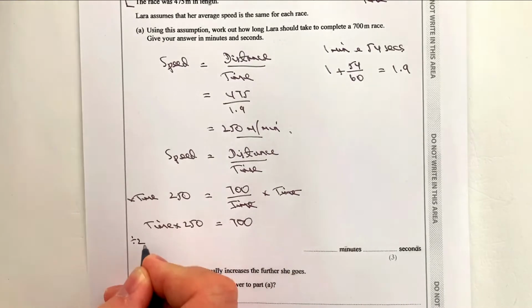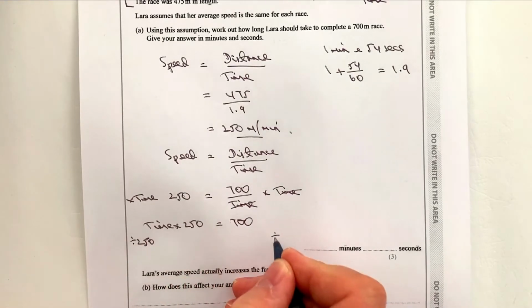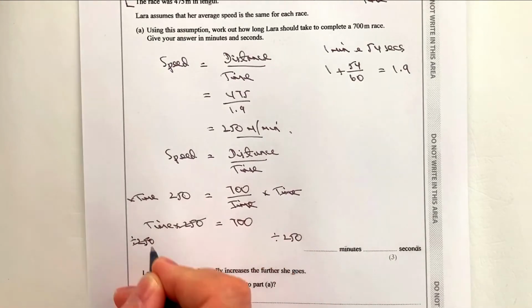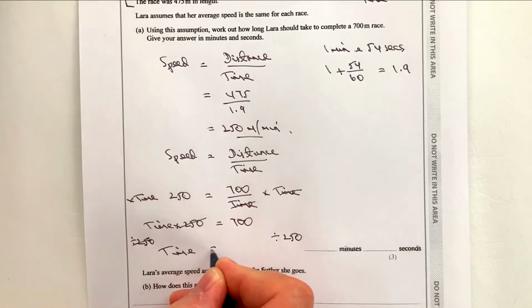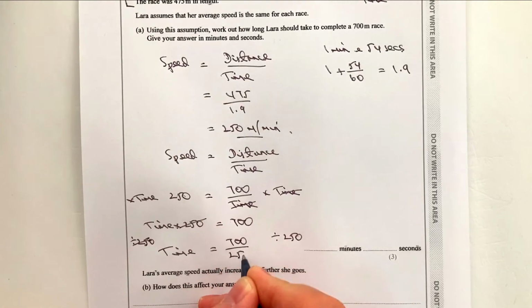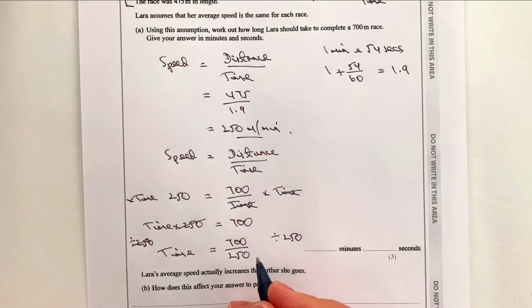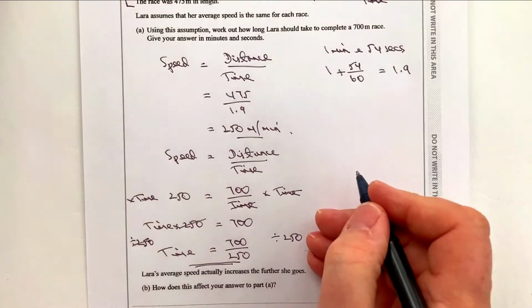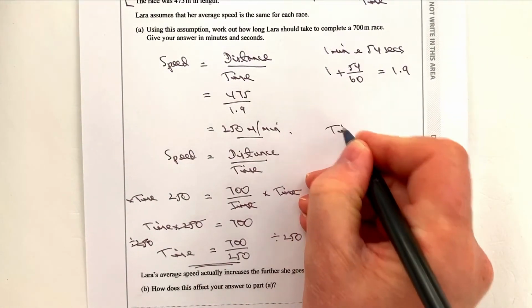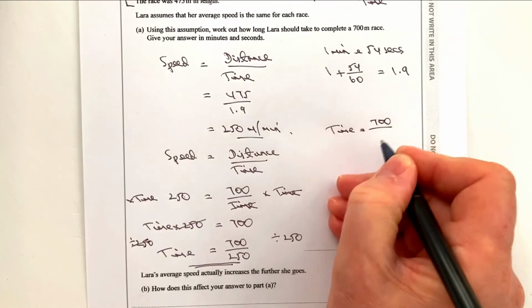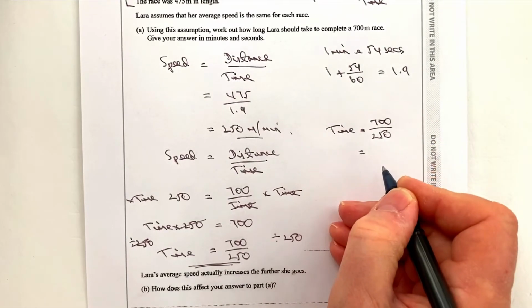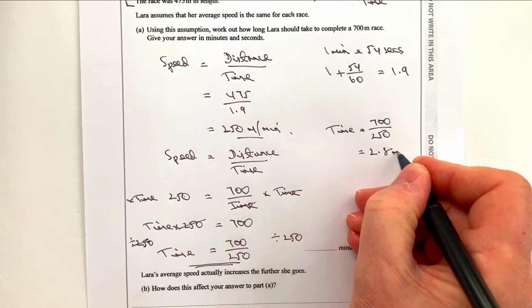If I divide both sides by 250, I lose that, and I get time equals 700 divided by 250. Sometimes it's better, I think, to go from first principles and work through these things, but however you do it is perfectly fine. When you feed that into a calculator, time equals 700 divided by 250, and you'll get as an answer 2.8 minutes.